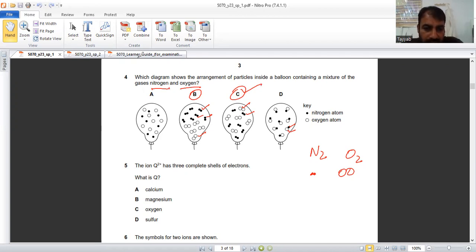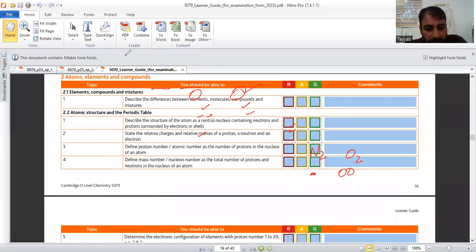And we have seen in the quick revision checklist that he is asking about element, mixture, molecule. Hope you are clear with it. So now we will move toward atomic structure. In atomic structure, the first checklist item shows that students should be able to describe the structure of the atom as a central nucleus containing neutron and proton surrounded by electron in a shell.